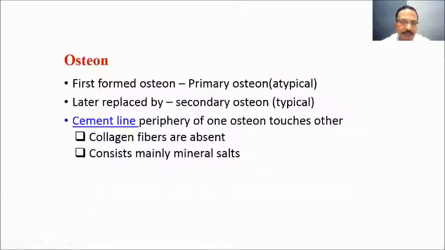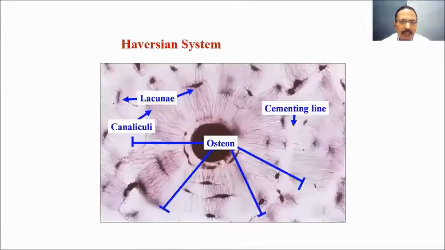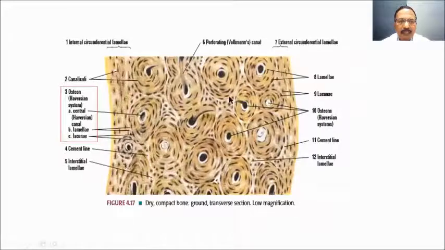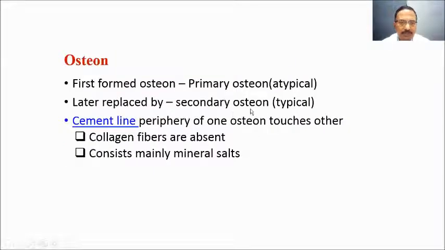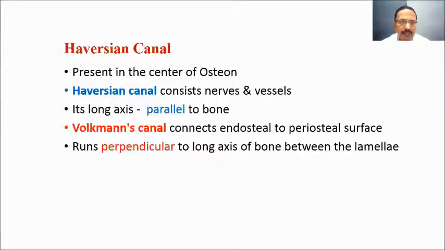limiting line. So osteons can be classified as primary osteon and secondary osteon. Primary osteon examples are the interstitial lamella as well as the circumferential lamella, and the secondary osteons are the newly formed osteons or the Haversian systems. As I told, the cementing line is the periphery of one osteon with the other one, and there the collagen fibers are absent, and it is mainly mineral salts that are present in that line. It is also called the limiting line.